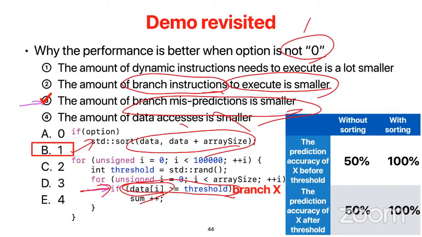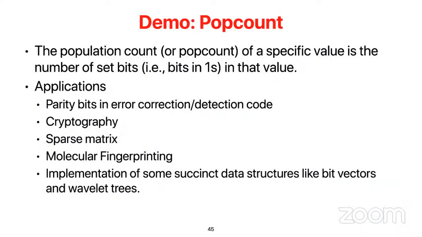Now, I want to give you another question before we finish the lecture today. There is a question called pop count. It's also a branch-related question that I want to use to demonstrate the effect of branch prediction. Pop count means that for specific values, we want to count how many of their bits are one. It's a very useful application that you can use in many, many things. So let's look at that.